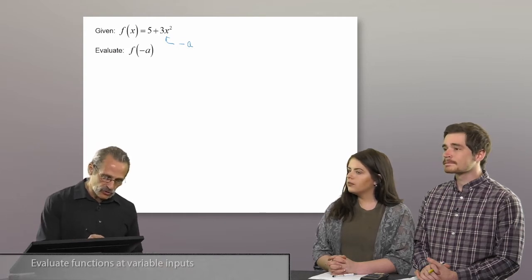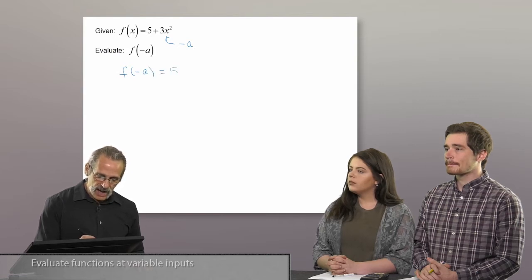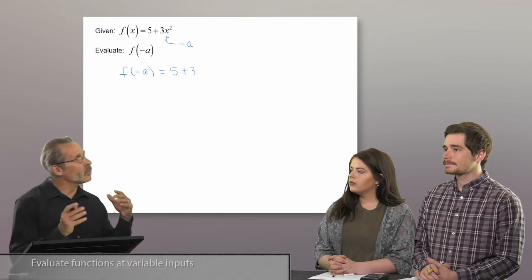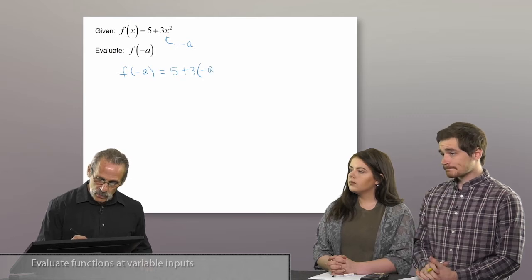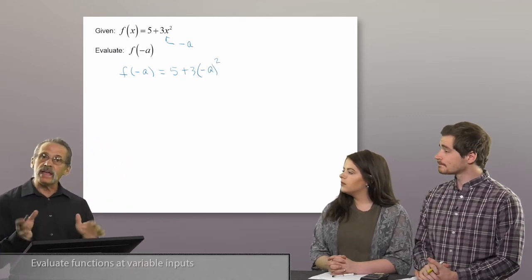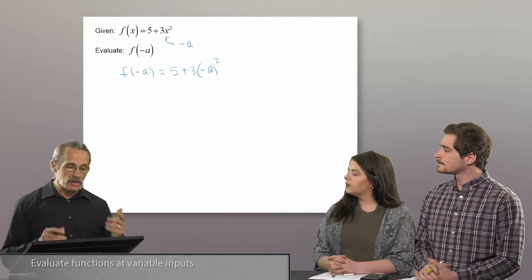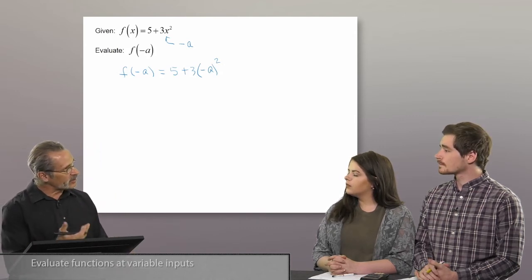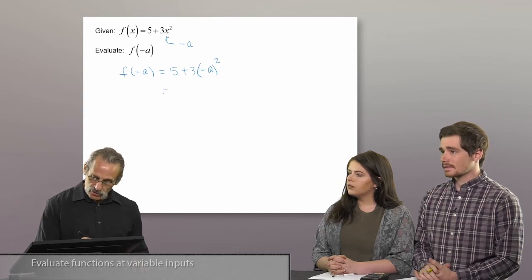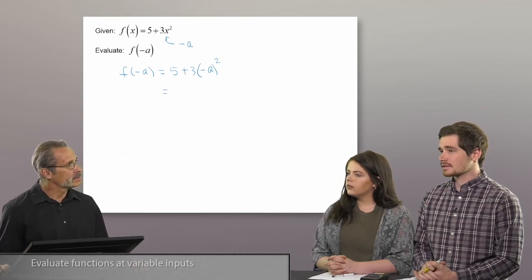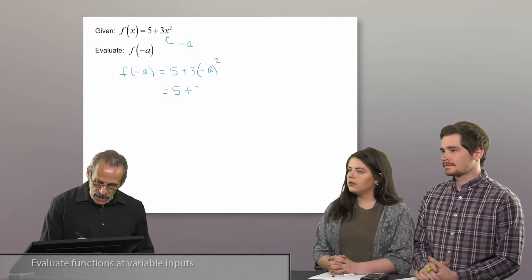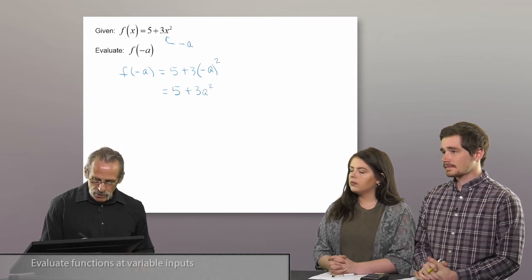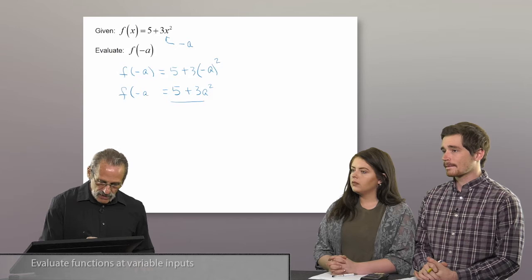So as far as notation is concerned, we write down f of negative a is equal to 5 plus 3, and then we substitute in for x, we substitute in a negative a, and we square. Input's negative a, the output is what we get when we simplify. Well, we go through order of operations. Negative a squared is a squared. A squared, very good. So now we have 5 plus 3a squared. And I really can't go any further, and there is my corresponding output when the input is negative a.